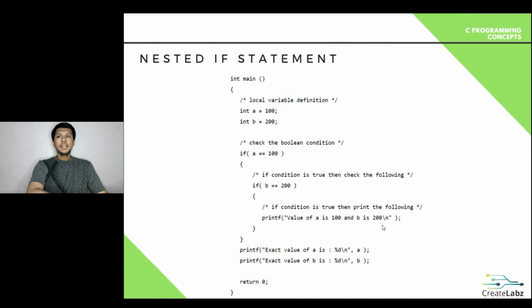Now, what does this double equal sign mean? Double equal sign means comparison. It compares if A is equal to 100. It is different with the single equal sign. Single equal sign is assignment, meaning it assigns 200 as value of B.